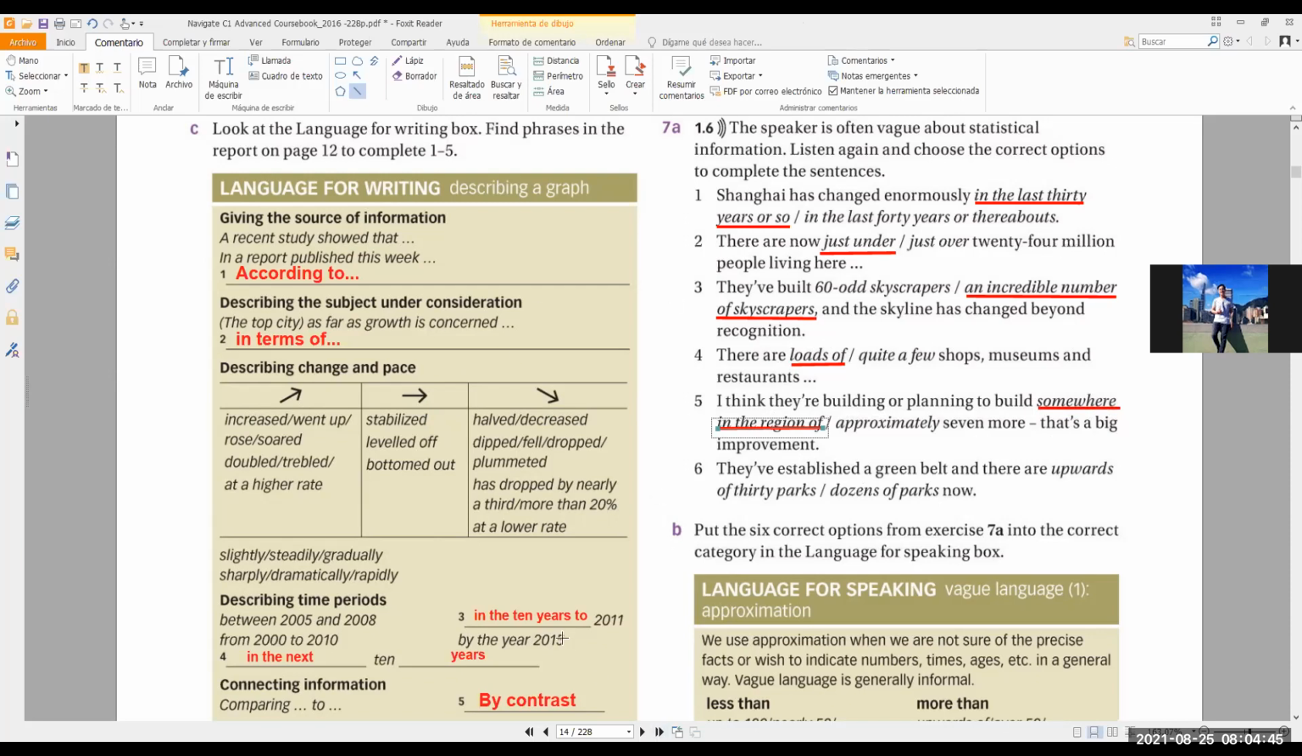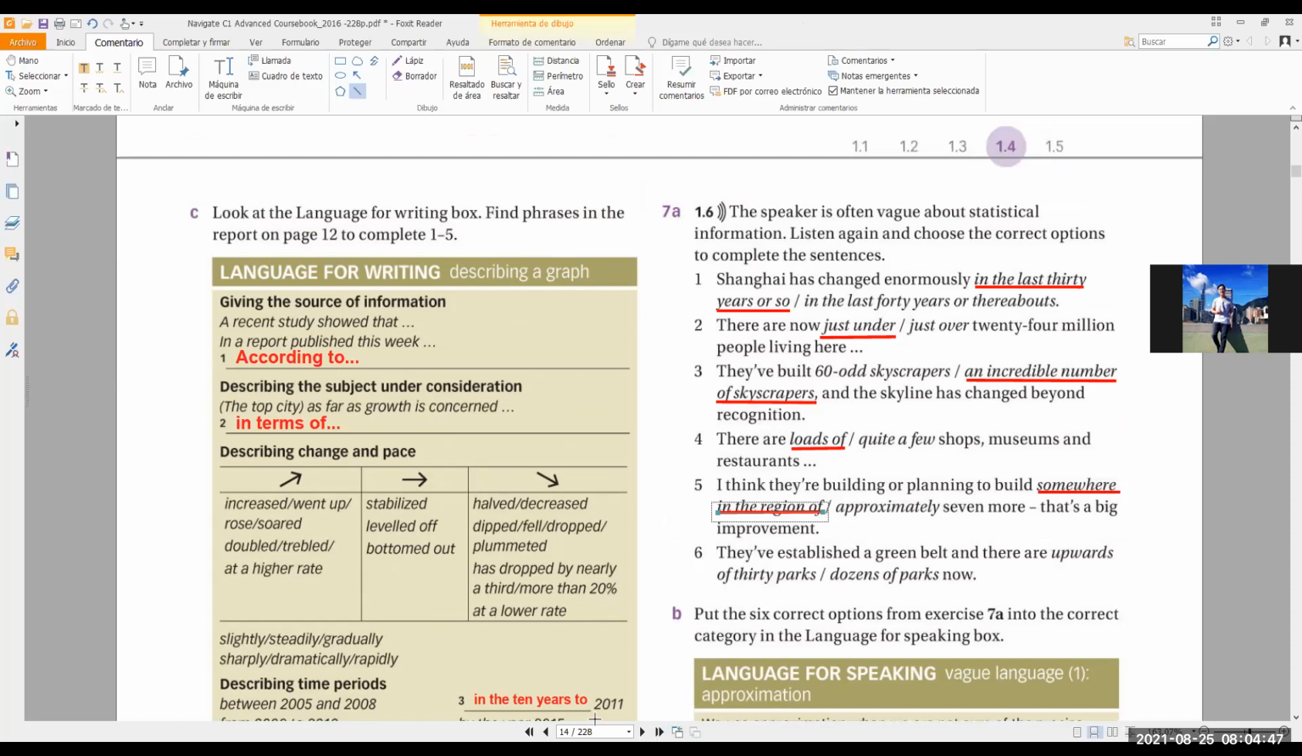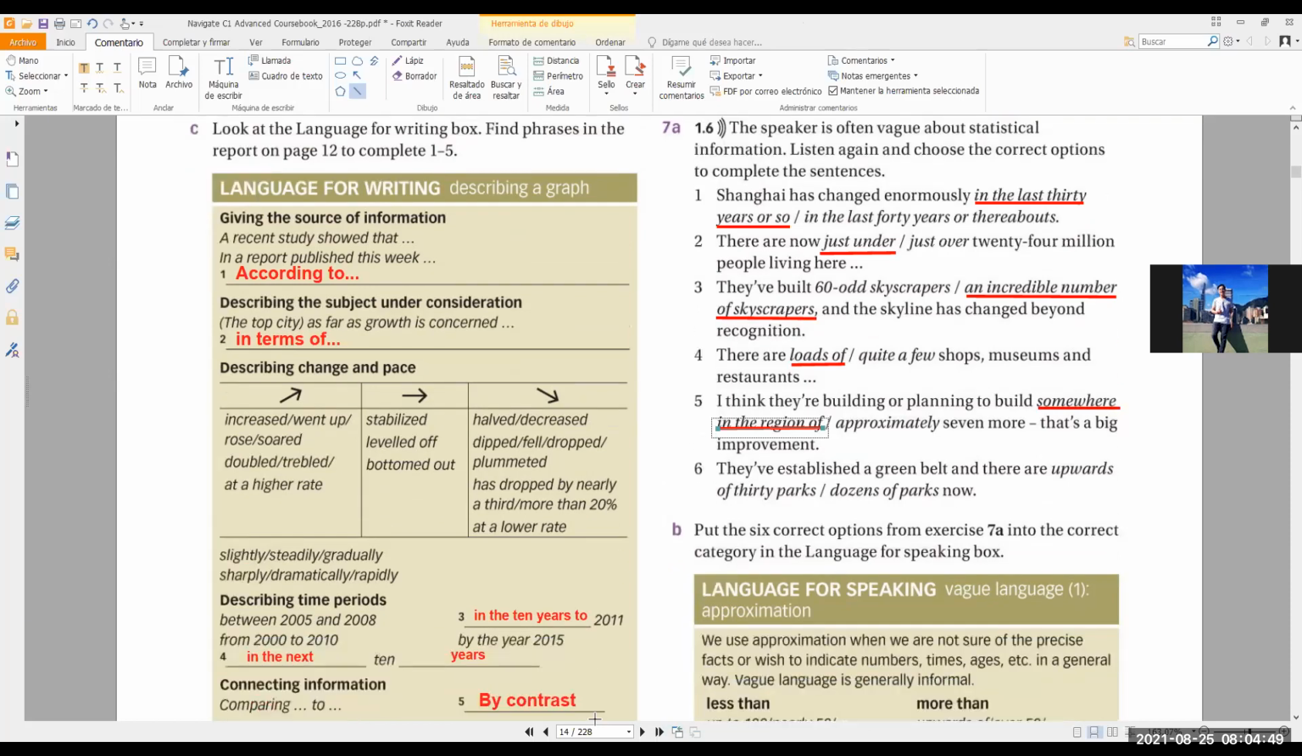So in this case, remember that all of this is vague language. It's what they call vague language. It's language to talk about things without being accurate, just to say, you know, more or less the things. So in this case, it's not about time or quantity. It is about location. Somewhere in the region, as a way to describe something. In terms of location, we are not quite sure.